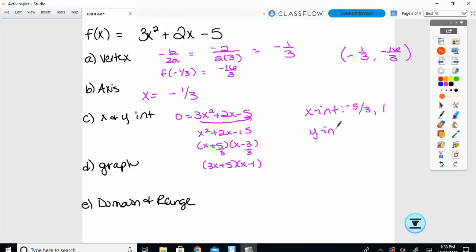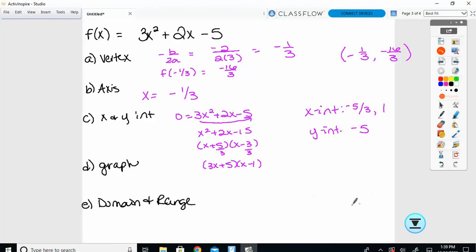Y-intercepts. How do we find the y-intercept? When x is 0. So if I put in a 0 for all my x's, I get 0 plus 0 minus 5, so negative 5. Alright, so again, most of the time we only did the y-intercept, but you should be able to find either. Everybody's okay with that?